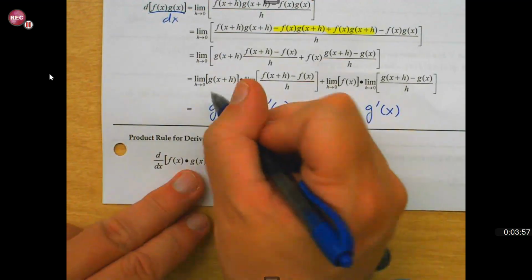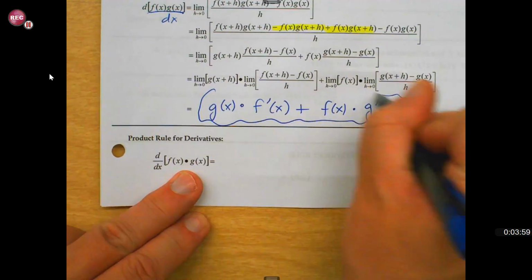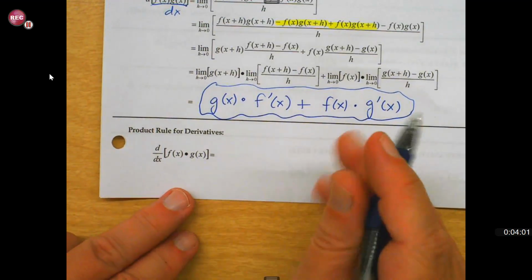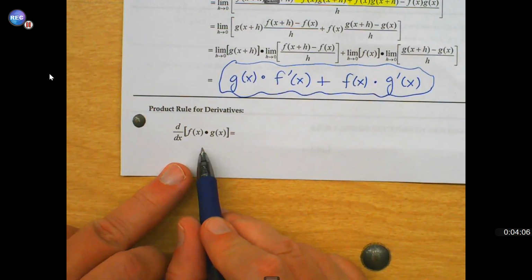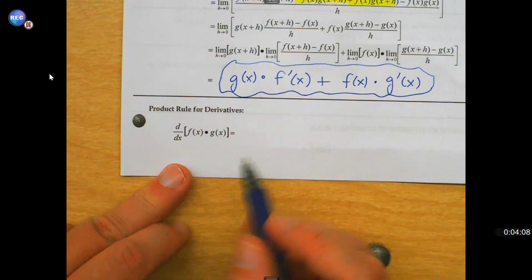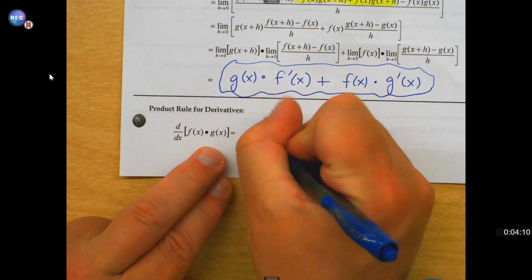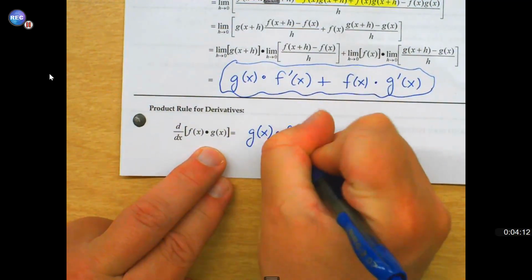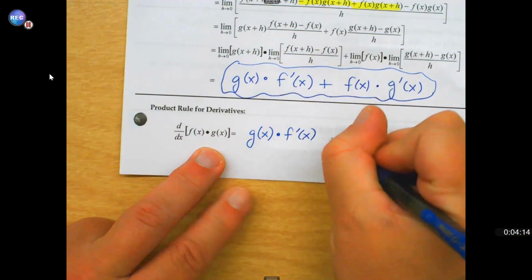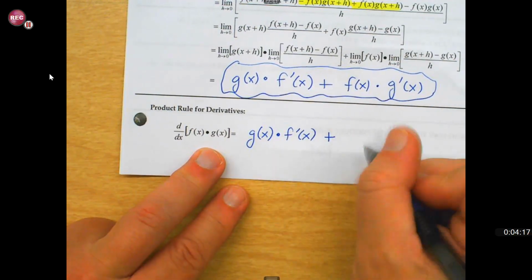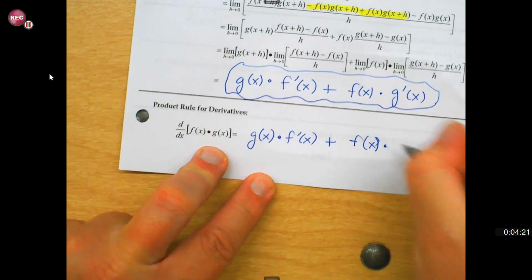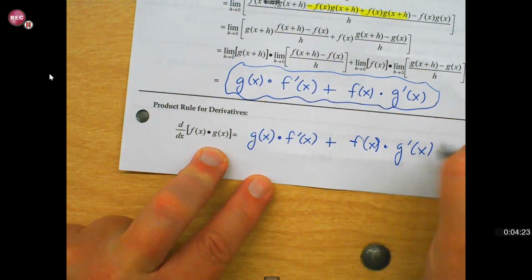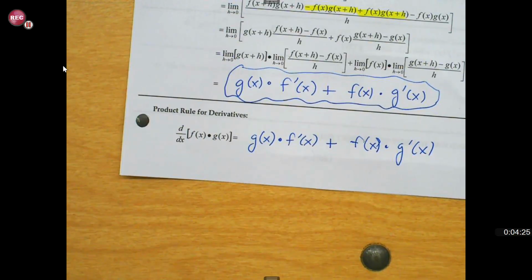But at the end of the day, this is what you want to memorize as the product rule for derivatives. This is correct. We're going to write this down here. So if I want the derivative of f of x times g of x, I'm going to keep the g of x the way it is, multiply it by f prime of x, and then add to that f of x the way it is times g prime of x. And that, my friends, is the product rule for derivatives.